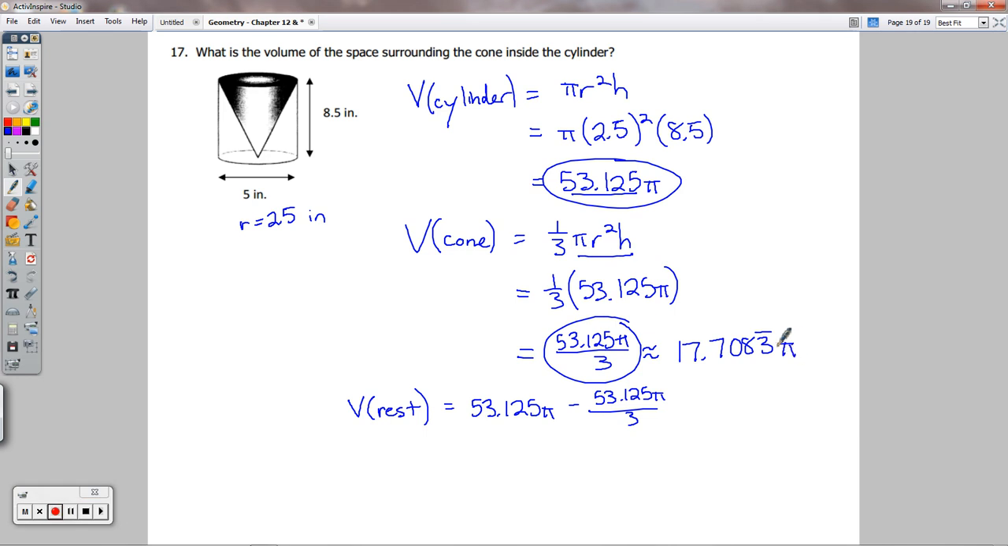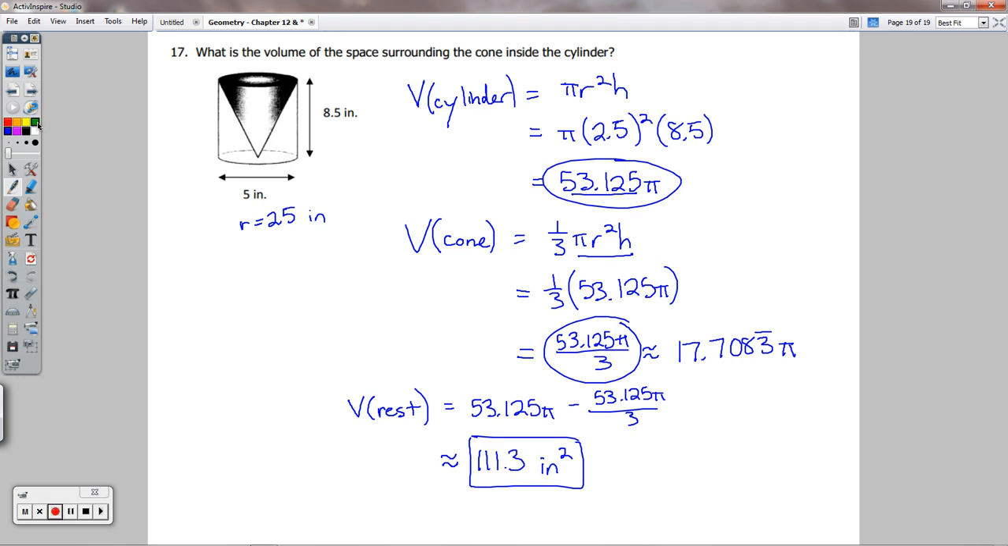I meant to have a pi here actually, so that was throwing my answer off when I typed it into the calculator. So let's retype that in: 53.125 pi minus 53.125 pi, and I'll divide that by 3, and it looks like I would have about 111.3 rounded off. So 111.3, that would be inches squared.